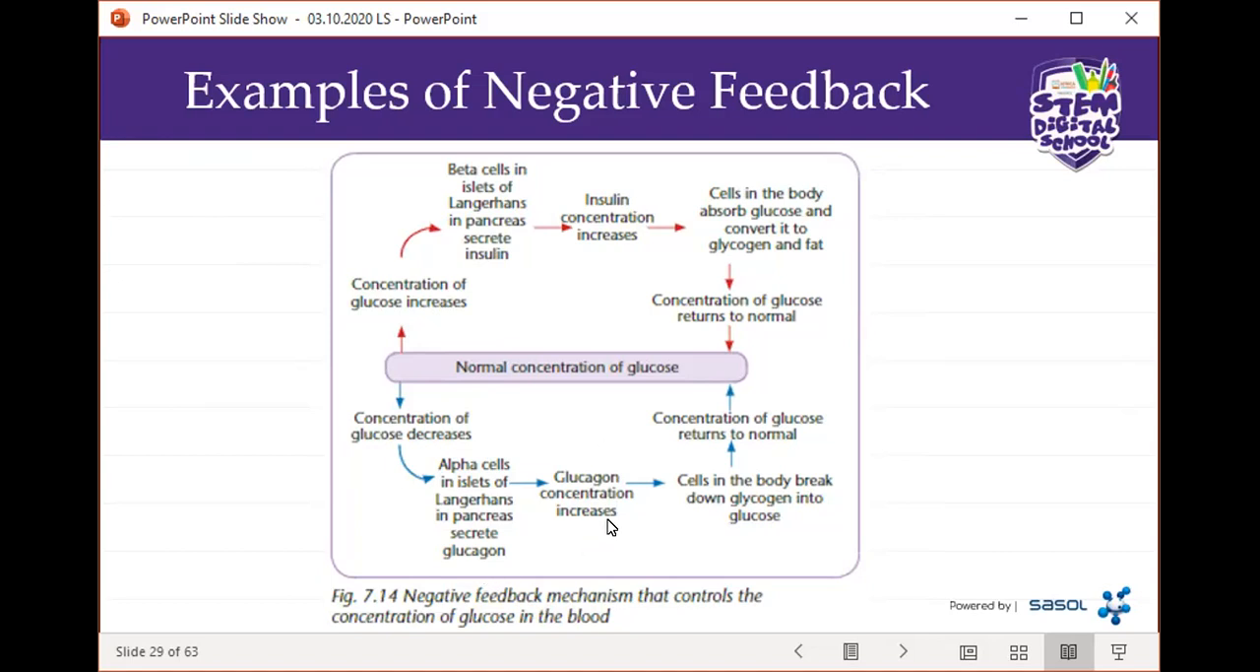Glucagon concentration will therefore increase. Then the cells in the body will break down glycogen into glucose. So glucagon acts on the liver. The liver is the target organ for glucagon, and it breaks down the stored glycogen into glucose. Then the concentration of glucose returns to normal, and balance is restored again.